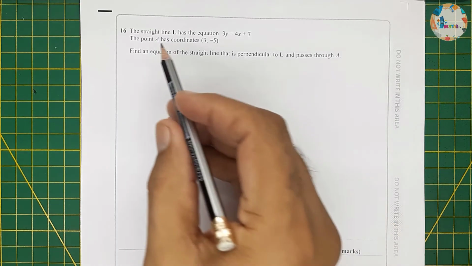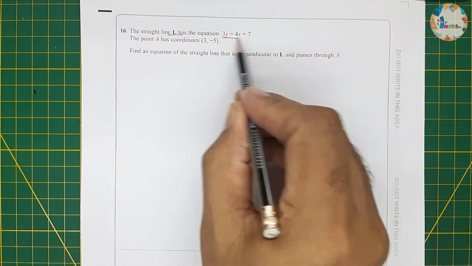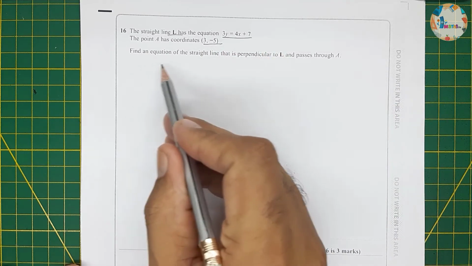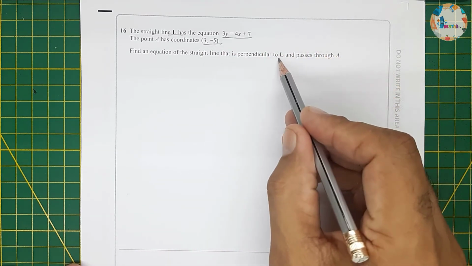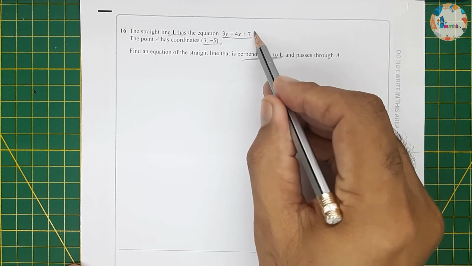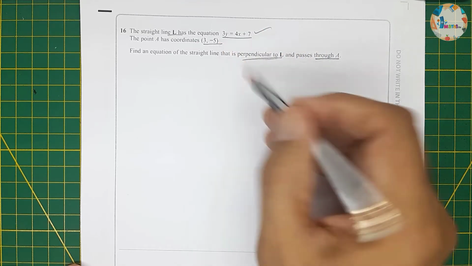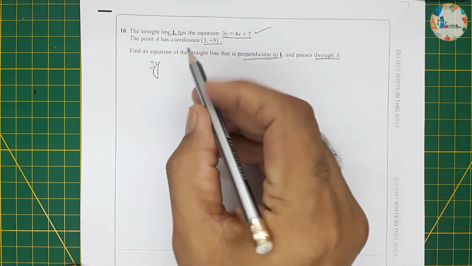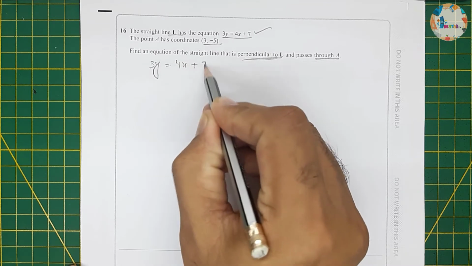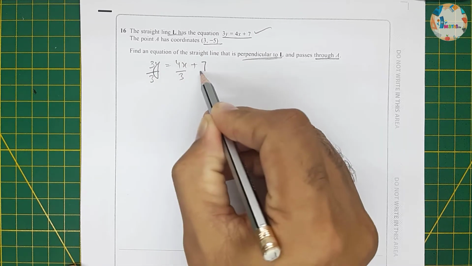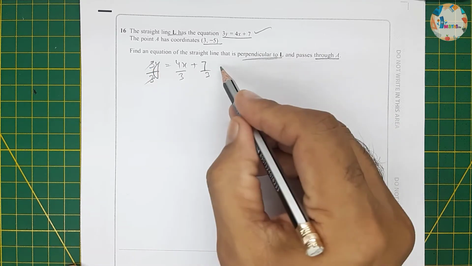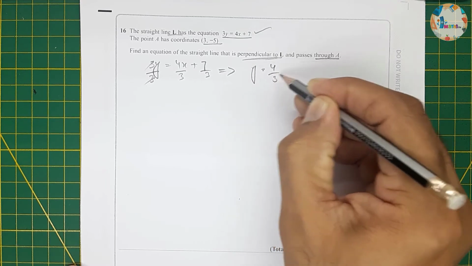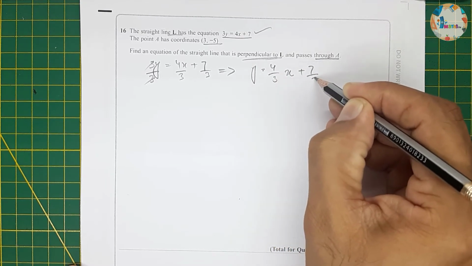Question number 16. The straight line L has the equation given here, and the point A has these coordinates. Find an equation of the straight line that is perpendicular to L and passes through this point. So we can write this equation as 3y = 4x + 7. So we can divide by 3, so this implies y = (4/3)x + 7/3.